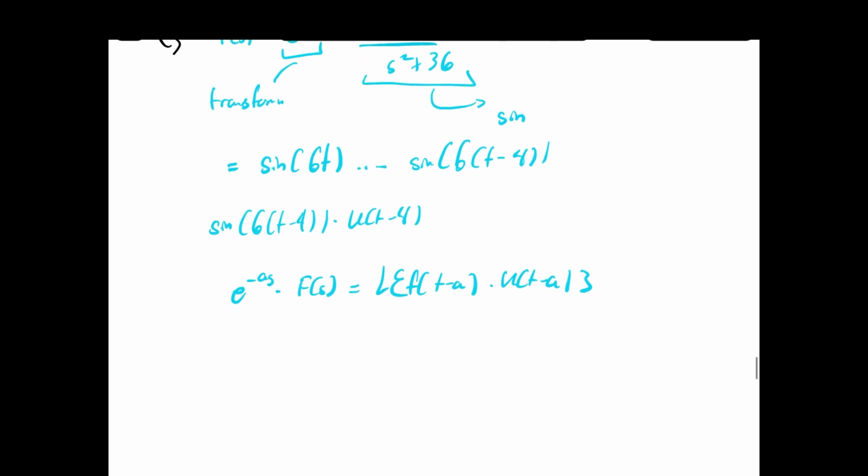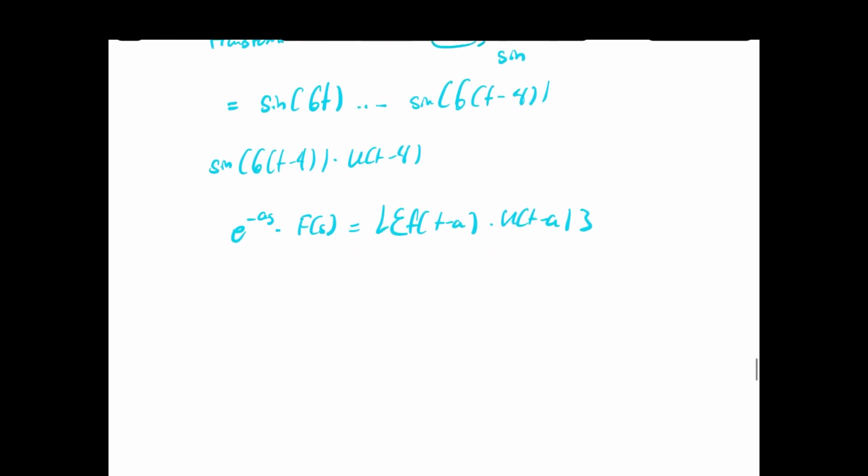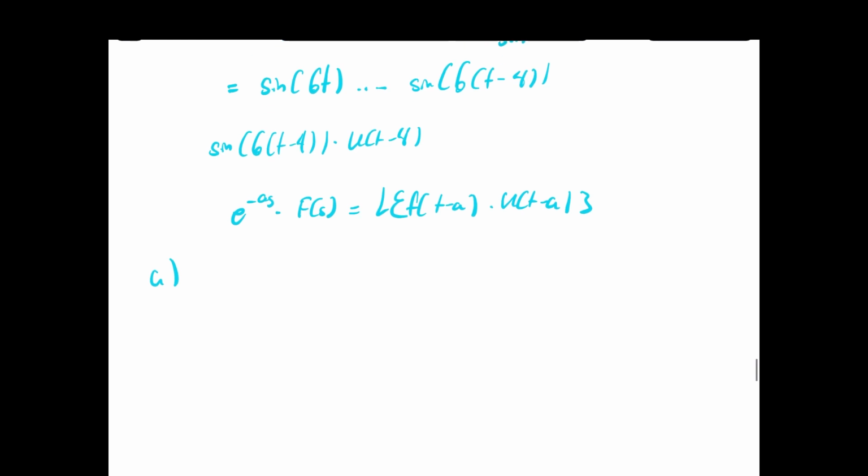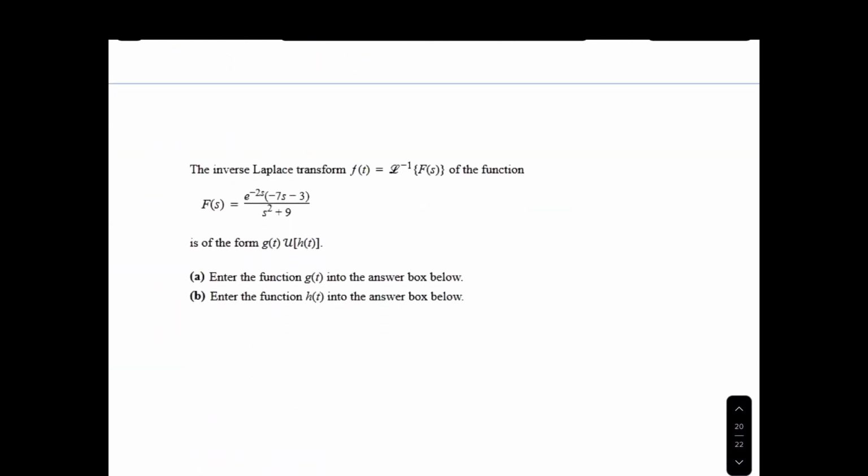This question was not so bad. So my actual function g of t is sine of 6t minus 4, and then my inside would be t minus 4. Okay. Moving on to number 12.